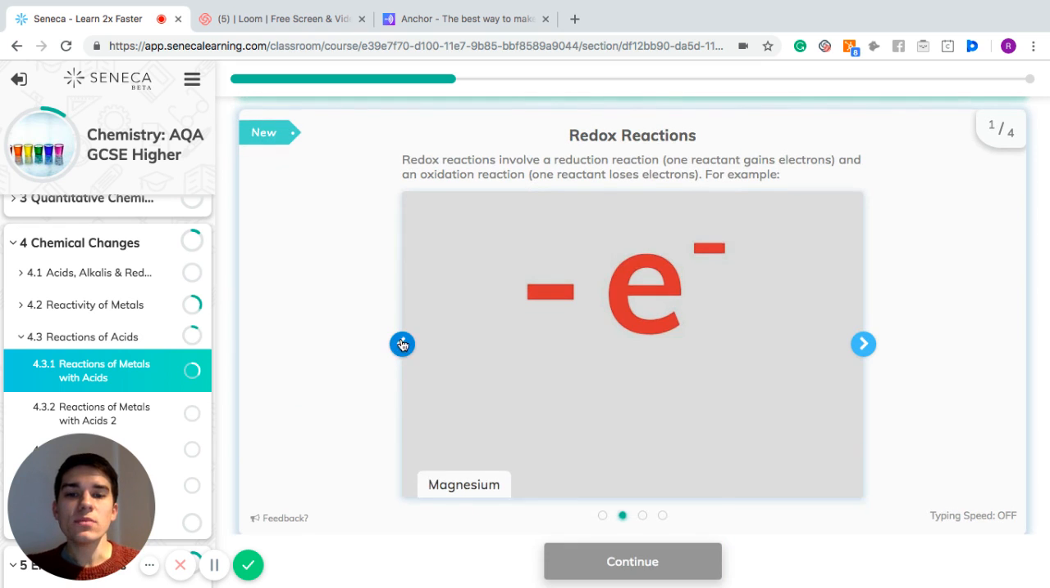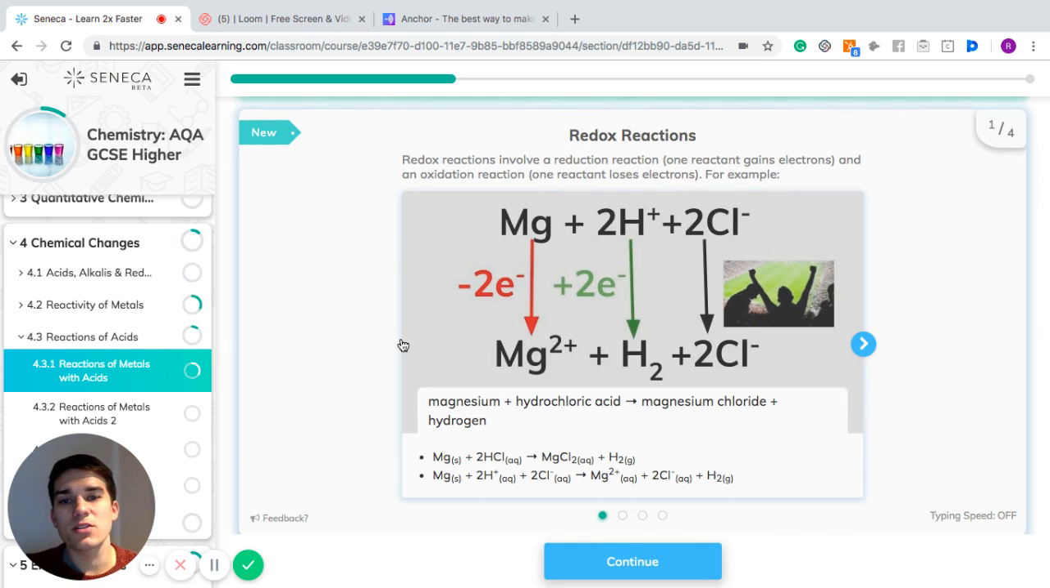Now, in a reaction, you can describe it as a redox reaction if one of the reactants is reduced, and by that I mean it gains electrons, and if another reactant is oxidized, and by that I mean loses electrons. So in the reaction between magnesium and hydrochloric acid, magnesium will lose 2 electrons to go from magnesium metal to Mg2+. And because it's lost 2 electrons, that is the reactant that's being oxidized.